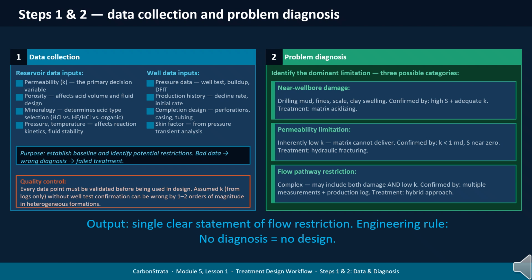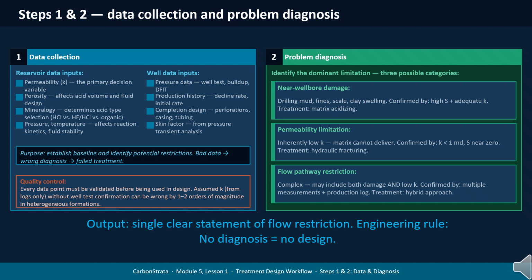Reservoir data. Well data. Reservoir data defines the system. Permeability, mineralogy, porosity. These determine what is physically possible. Now well data. Pressure. Production history. Completion details. These show how the system is actually behaving. Now connect them. Reservoir data tells you what should happen. Well data shows what is happening. The difference between them defines the problem.